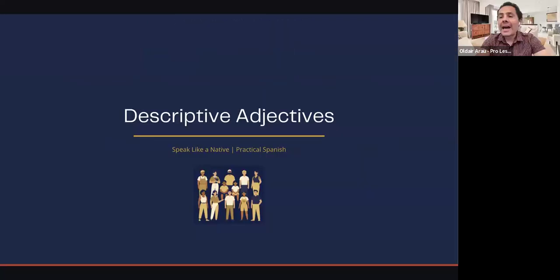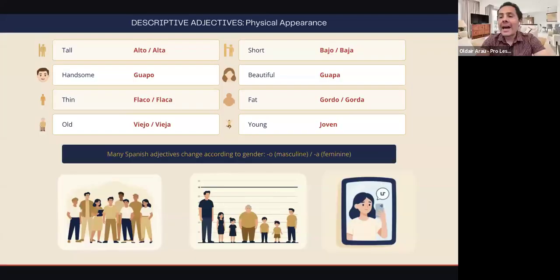All right, let's go into descriptive adjectives as well. Part of this concept of building and unbuilding this type of sentences is that the adjectives come into play when expressing your idea this way, right? So you're gonna say, my father is tall, my mother is pretty. Those words are adjectives. They describe people, places, or things. There are some essential ones like tall, handsome, thin, old, short, beautiful, fat, young.